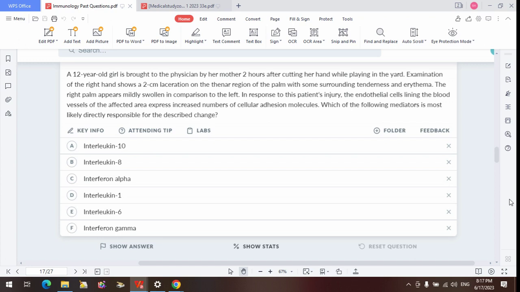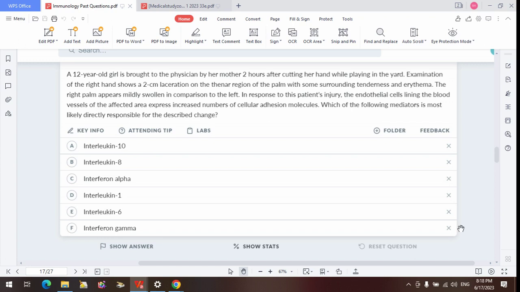Okay, I know it's between interleukin 1 and interleukin 6, but I don't know which one exactly. I've forgotten. I think probably interleukin 6. Interleukin 6. Okay, fever or something. Yeah, the acute phase reactant.